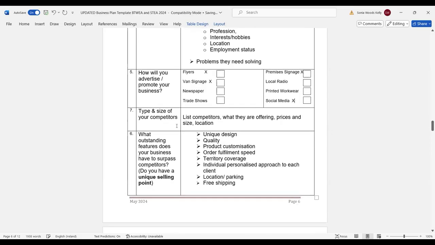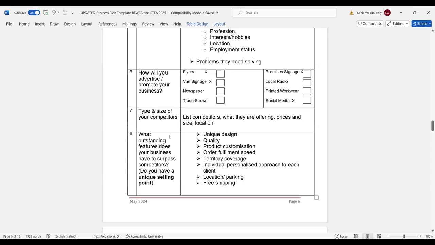The next question then ties back into your market research. It focuses on your competitors and the type and size of your competitors. So you will already have established this in your market research. Who are your competitors? So here you need to list your competitors, what they are offering, the prices they're offering, their size, and their location.